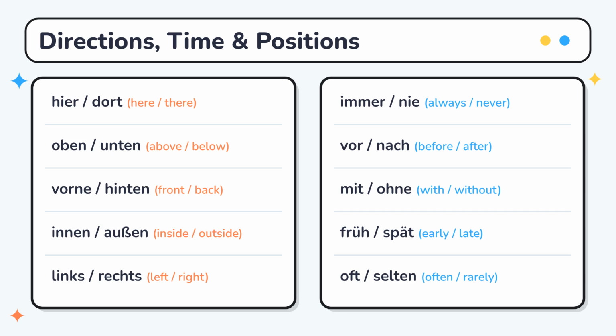Finally, let's look at the logical anchors of the language: directions, time, and positions. We'll group these closely. Hier and dort, here and there. Oben and unten, above and below. Vorne and hinten, front and back.